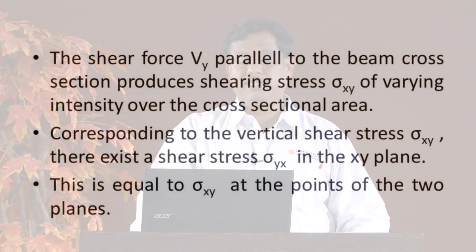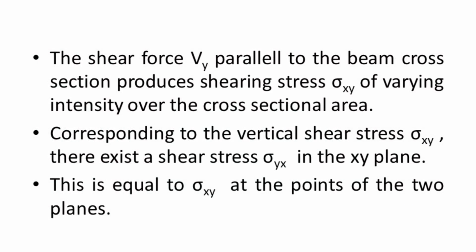The shear force Vy parallel to the beam cross section produces shearing stress sigma xy of varying intensity over the cross sectional area. Here the first subscript indicates the plane on which it is acting, and the second subscript y indicates the direction, that is sigma xy. Then corresponding to vertical shear stress sigma xy, there exists a shear stress tau yx in the xy plane. This is equal to sigma xy at the point of the two planes. This is nothing but the complementary shear.